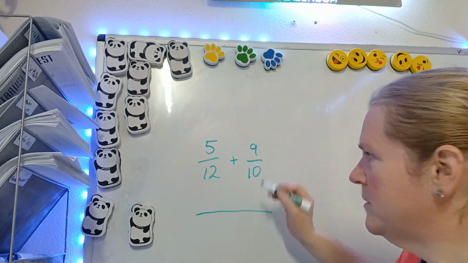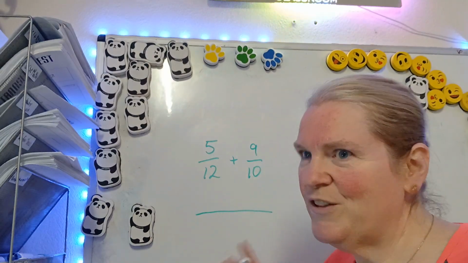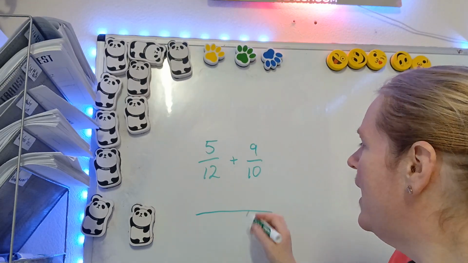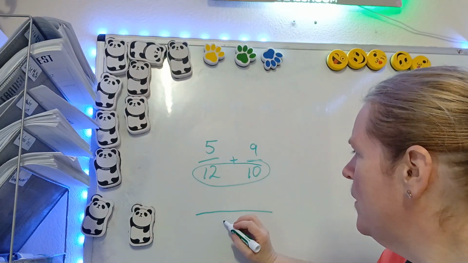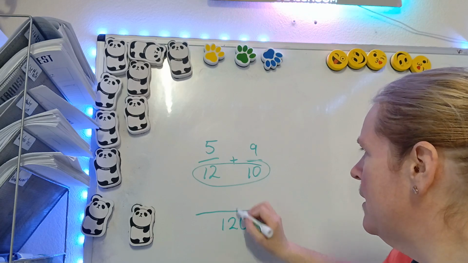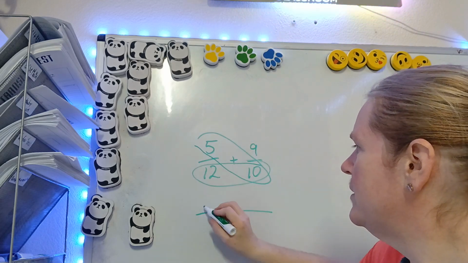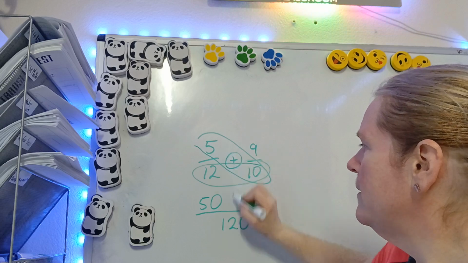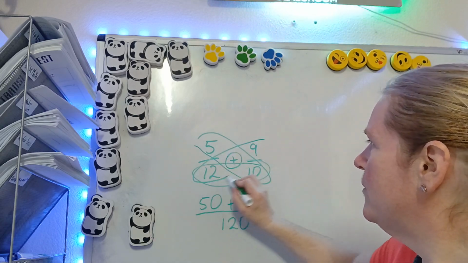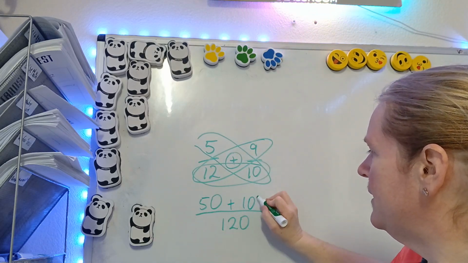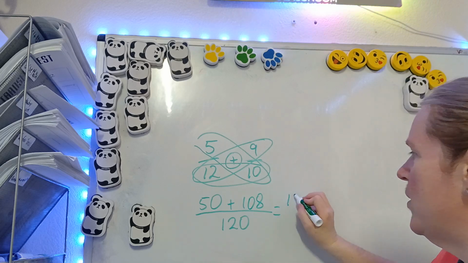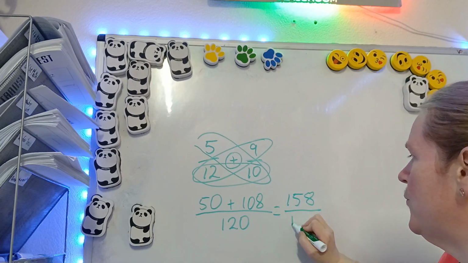Okay, it doesn't matter if they're big massive numbers, and at foundation level they're not going to be as big as this, trust me. So I multiply my bottom two, and that gives me 120. I multiply those two, which gives me 50. We're adding, so I add, multiply those two, which gives me 108. Add them together, we have 158 over 120.